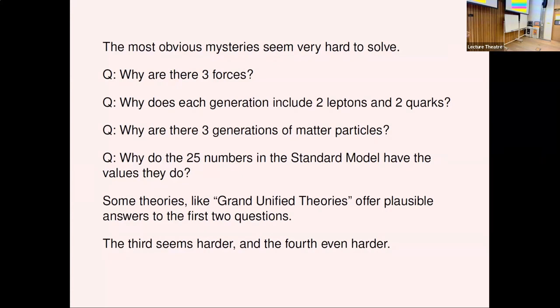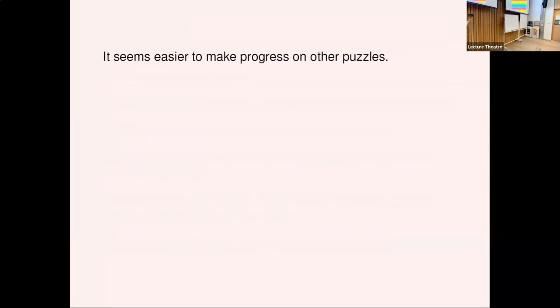The third question, why there are 3 generations of matter particles, we're much more clueless about that. And the fourth one, why do these numbers take the values they do? We're completely clueless about that. People do try to make up formulas for these numbers, but none of them seem very convincing. We just don't know a mechanism whereby these numbers would arise. Well, people have theories of mechanisms whereby they arise, but none of them are extraordinarily convincing. So it's difficult.